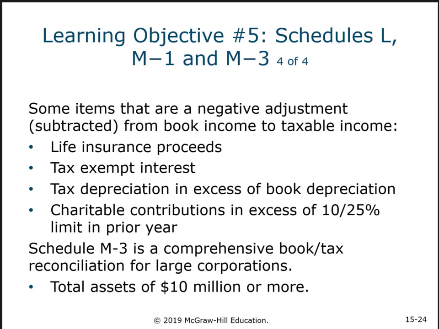Another set of differences are negative adjustments, subtracted from book income to get taxable income. So we take that out of our book income to get to taxable income. So the M1 has both the positive and the negative. They actually have two columns. And the M3 is much more comprehensive, for large corporations, and we're not going to worry about it.